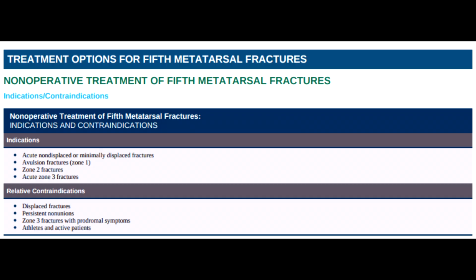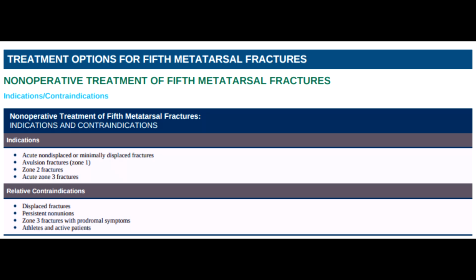First, let's look at when non-operative management is appropriate. Non-operative treatment is indicated for acute, non-displaced or only minimally displaced fractures, especially avulsion fractures of the tuberosity, which we call Zone 1 fractures. It can also be used in acute Zone 2 fractures and in carefully selected acute Zone 3 fractures. Relative contraindications for conservative care are clearly displaced fractures, persistent non-unions, Zone 3 fractures with long-standing prodromal pain, and highly demanding athletes or very active patients.